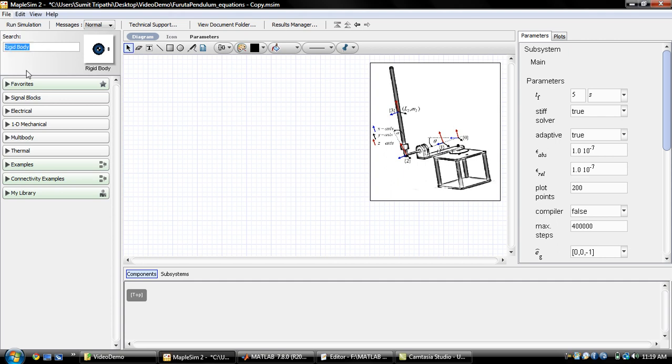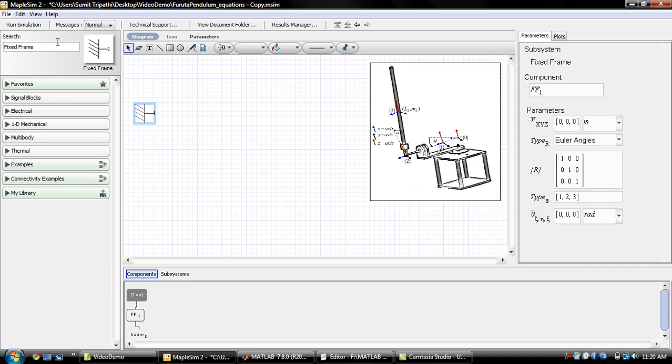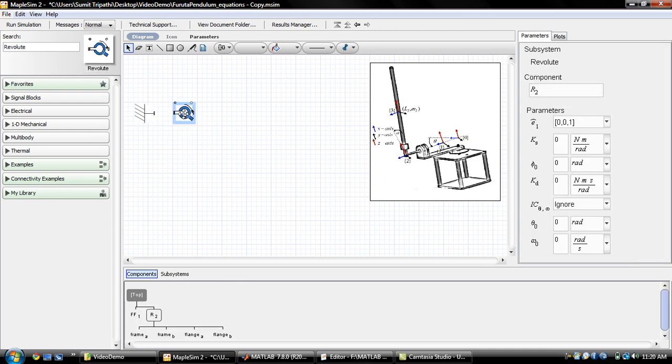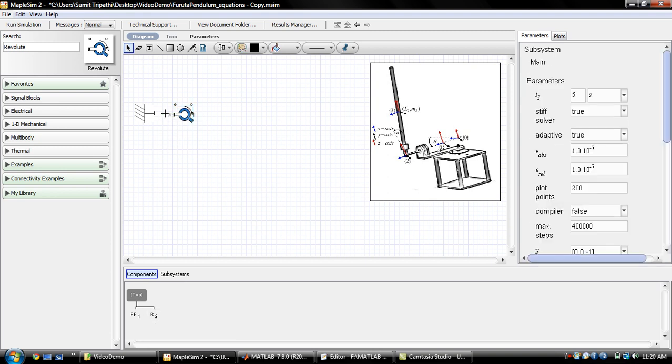Starting with, we will first place a ground or fixed reference frame. This frame represents the base of the Furuta pendulum. The next component is a revolute joint. I will again search for it. The inboard frame of the revolute joint is connected to the fixed frame. This revolute joint is actuated by a DC motor, which will be modeled in the next presentation.